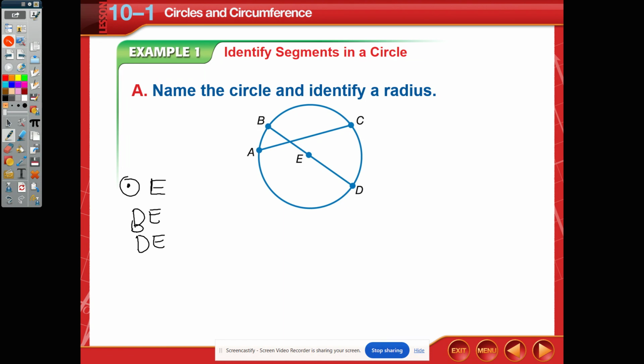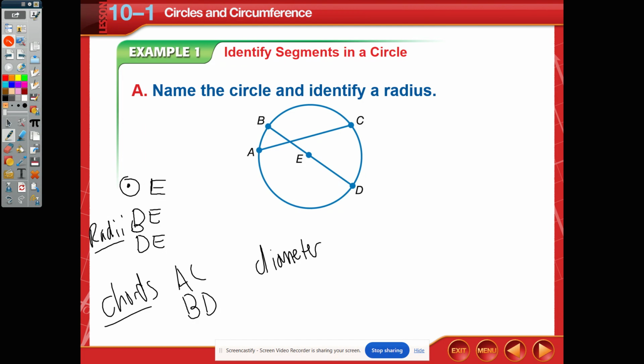What else do we have here? They're going to ask a couple extra questions. Let's say these are radii. What about chords? Chords connect two points on the circle to each other. So AC is a chord, and BD is a chord. But anything including the letter E is not a chord. And the last thing I think we went over on the last slide was diameter. Diameter is a chord that includes the center, so BD would be a diameter.